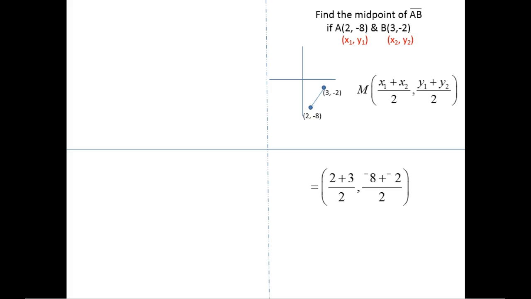All right, so then we simplify. Negative 2 plus 3, I'm sorry, not negative 2.